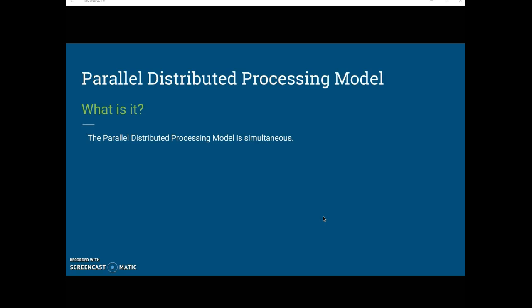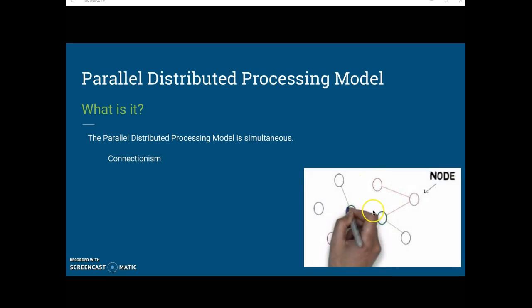And the parallel distributed processing model is closely related to connectionism. Connectionism is the use of artificial neural networks to explain the mental abilities of humans. This is a little diagram of it. Say this is connected to this. This is the monkey, this is the orangutan, this is the gorilla. They connect.